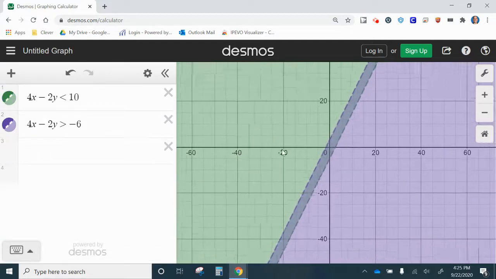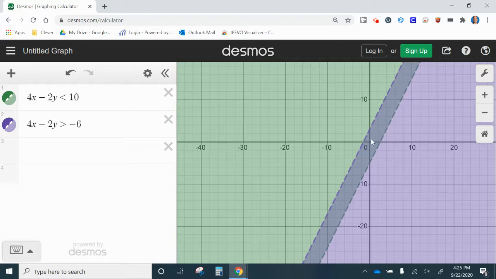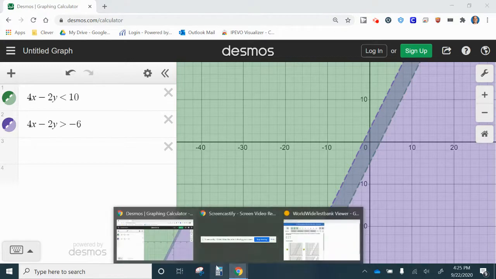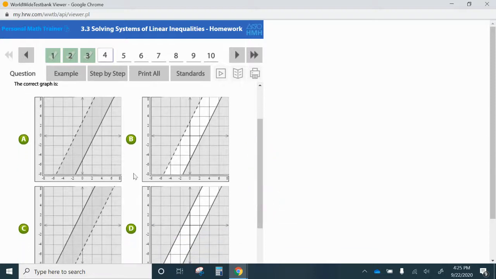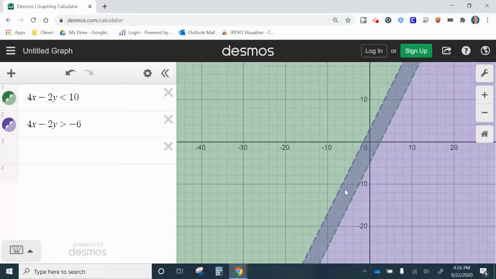So I'm going to zoom in a little bit. You can see that they overlap in the middle. So let's look at the answer choices. Now it could be A or C, but this one has a dash line on top, this one at the bottom. So let's go back and look. Dash line is actually on both.